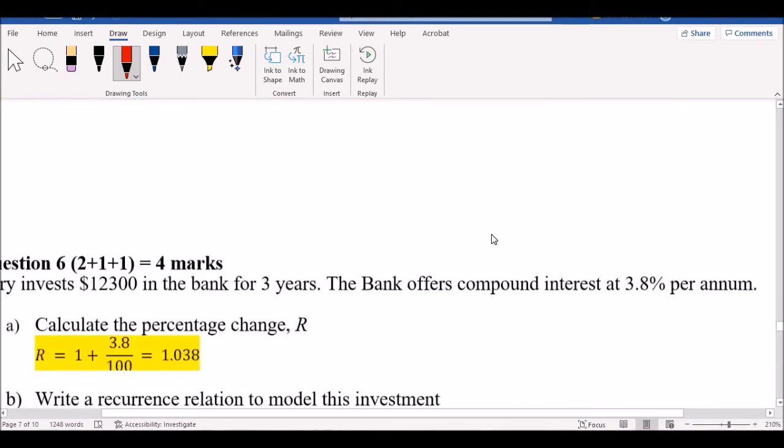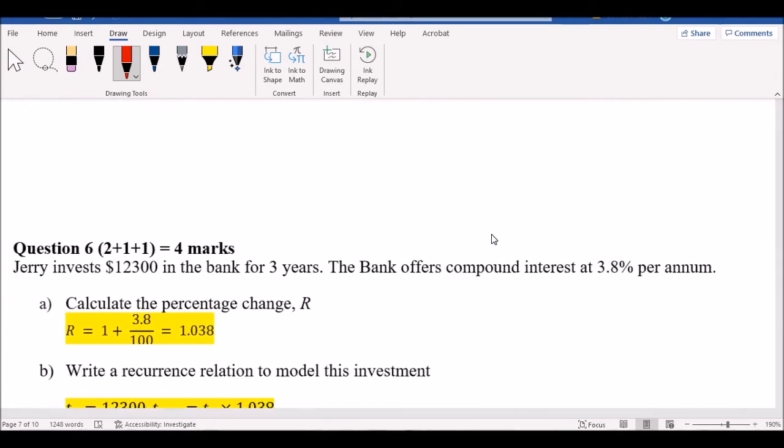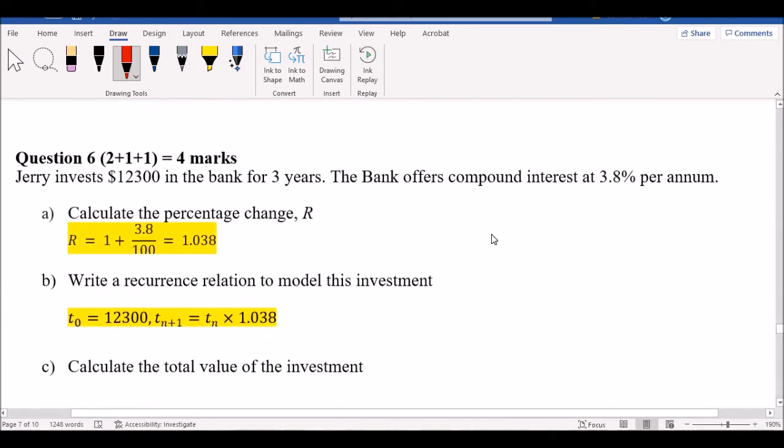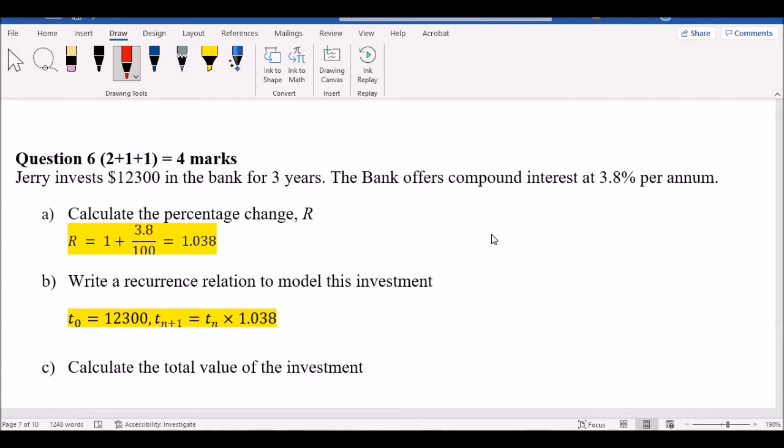Okay, next one. Similar question. Jerry invests 12,300 in the bank for 3 years. The bank offers a compound interest of 3.8% per annum. Okay, lovely. This is now obvious that it's compound interest. Remember, calculate the R value. In this case, remember, if it's increasing, it's 1 plus. If it's decreasing, it's 1 minus. In this case, it's 1 plus because it is an investment. So you're putting money in the bank. And there is the answer there. R equals 1 plus 3.8 over 100, which equals 1.038.